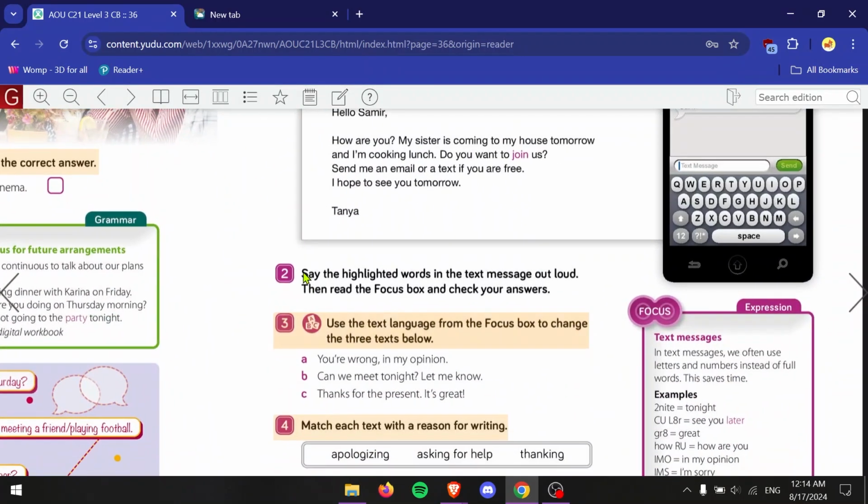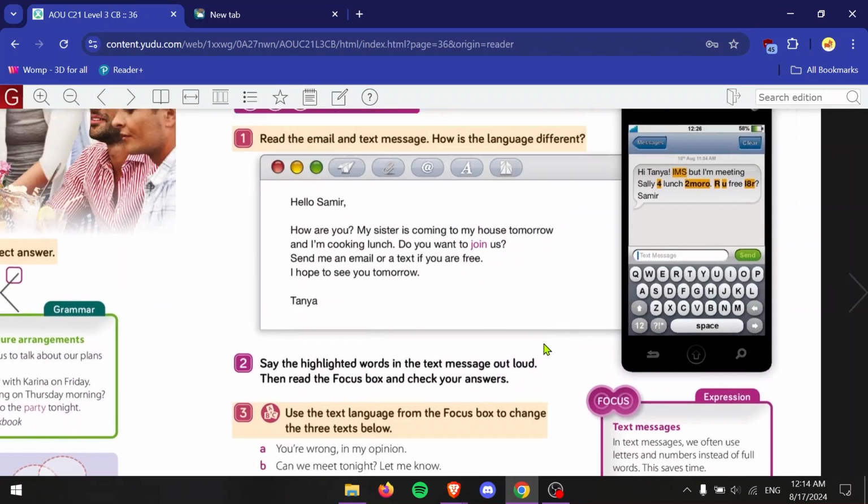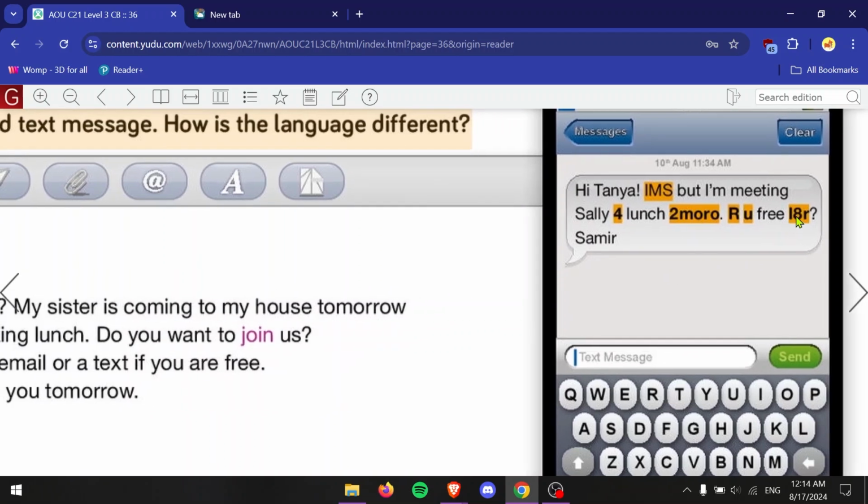Now let's go to exercise 2. Say the highlighted words in the text message out loud, then read the focus box and check your answers. Okay, let's read it one more time, actually. IMS stands for I'm sorry. For, the letter 4 could also be used as for, as an FOR. Lunch tomorrow, but it's written as 2 and then morrow. And then RU, instead of writing ARE YOU, it's just R and U. And then later, instead of later being LATER, it's L and then 8 and then R, so later.